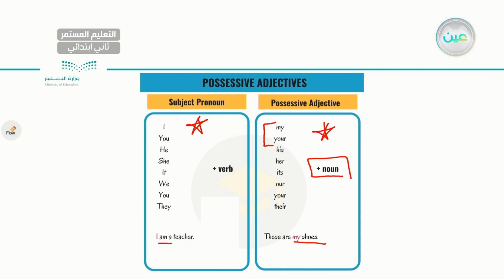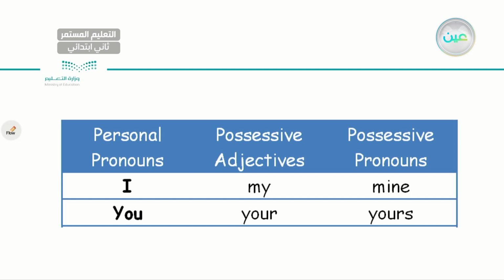Okay, again, for the subject pronouns to your left, they are mostly followed by a verb. I am, you are, she is. Okay, for possessive adjectives, they are followed by a noun. My name, my hair, your car, your house, and so on. Let's have one more example. For the personal pronouns, as I told you, and you have this in your book, my dear students, so you can go ahead and take notes.